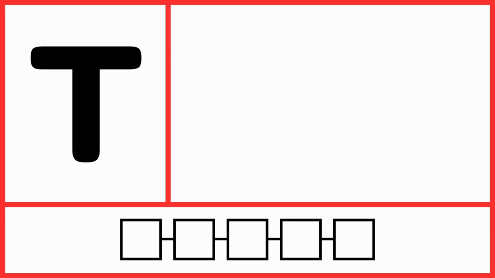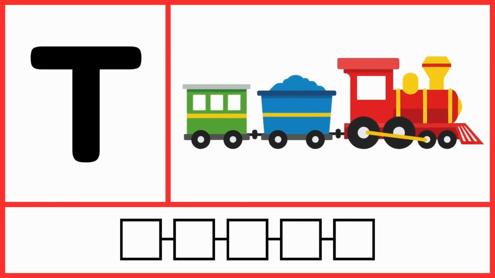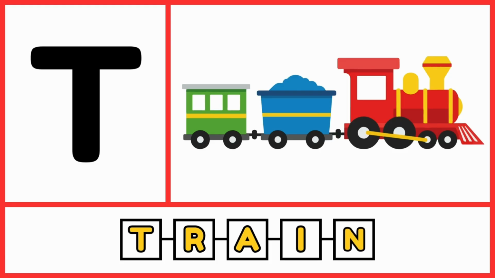T. T is for train. Let's spell it. T, R, A, I, N. T is for train.